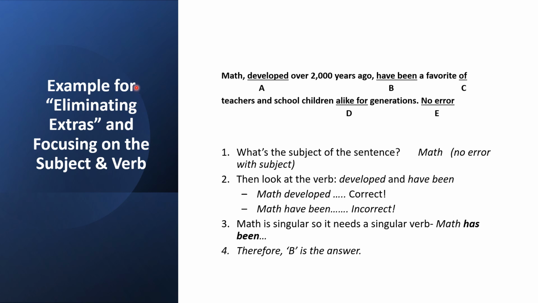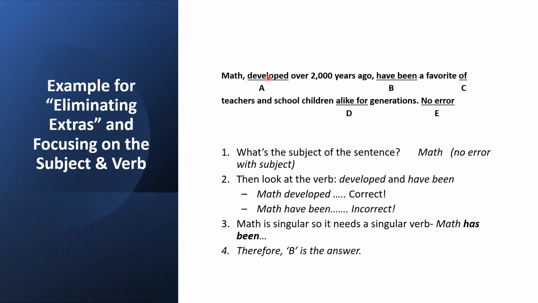Okay, so here is an example to explain what eliminating extras means, and how to focus on the subject and verb. Okay, example, this is the item in the exam. Math, developed over 2,000 years ago, have been a favorite of teachers and school children alike for generations. And then no error for option E. So ask yourself first, okay, what is the subject? Math. Nothing is wrong with the subject of the sentence.